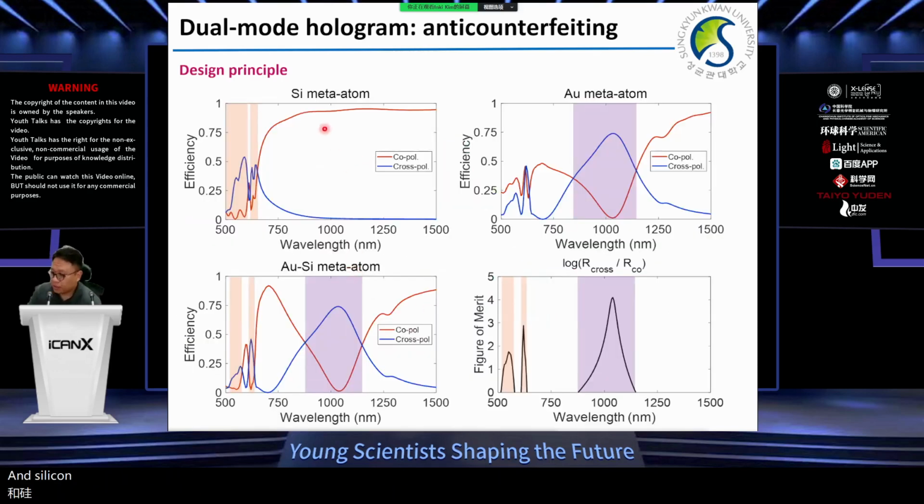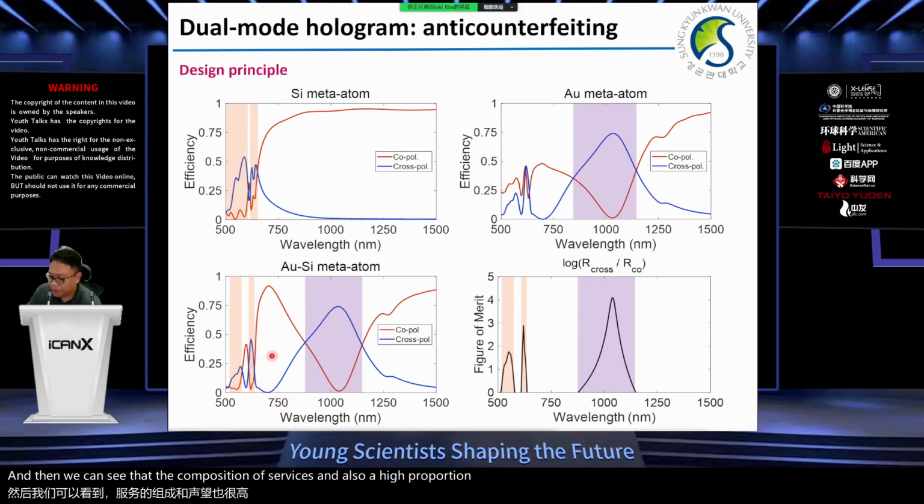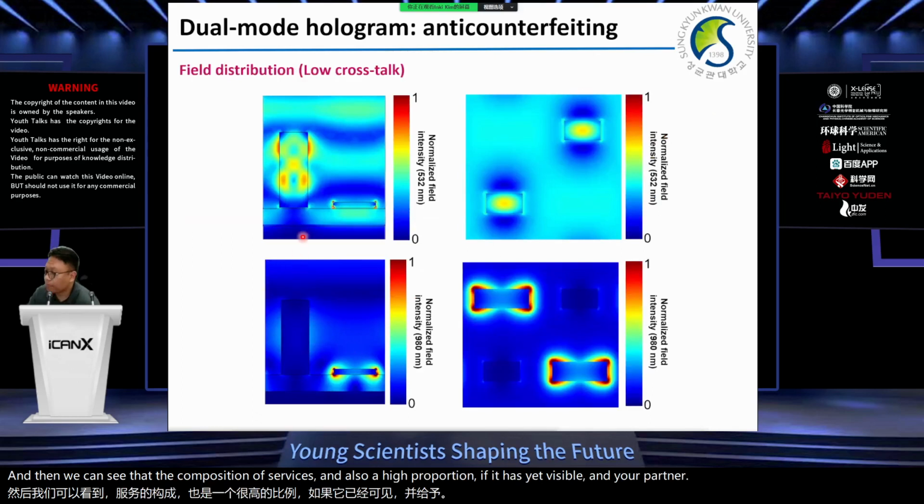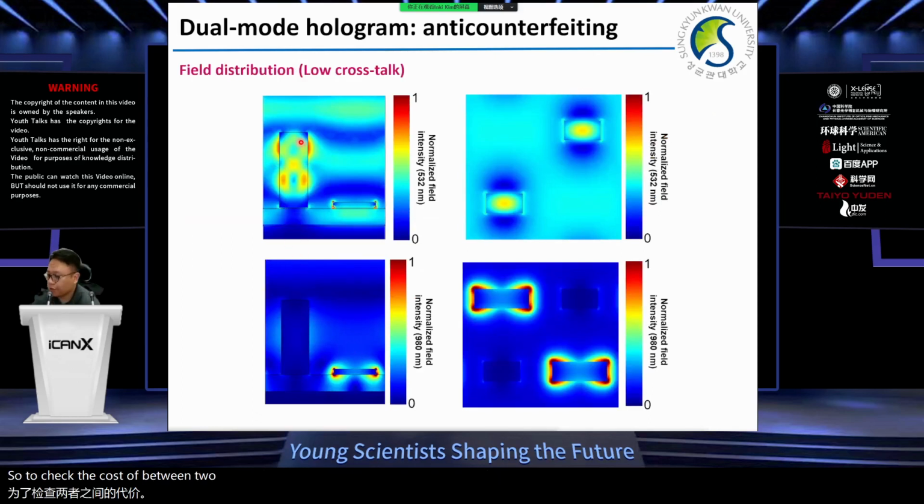And silicon is optimized for visible light. As you can see here, the cross polarization efficiency has a high value, but the gold metasurface works for near infrared. And then we can see that the composite metasurface also has high cross polarization efficiency at visible and near infrared. To check the crosstalk between the two structures, here the tall structure is silicon and the short structure is gold. Visible light is strongly interacting with the silicon structure only, but the near infrared light is strongly interacting with the gold nanostructure.